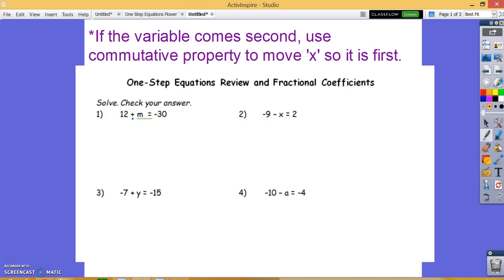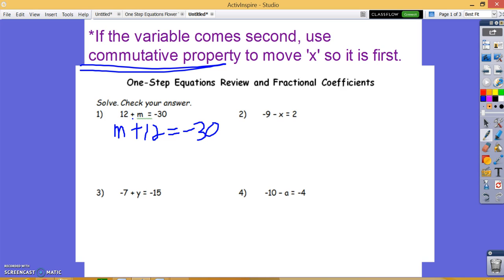This is already a plus sign. Remember, commutative property means you can move something around. So 2 plus 3 is the same as 3 plus 2. That's commutative property. You can flip-flop them around. So I'm going to use commutative property here: m plus 12 equals negative 30. Now this is just a normal problem.